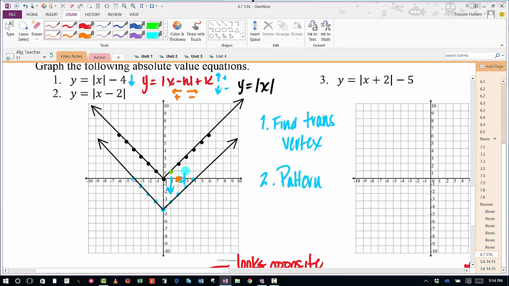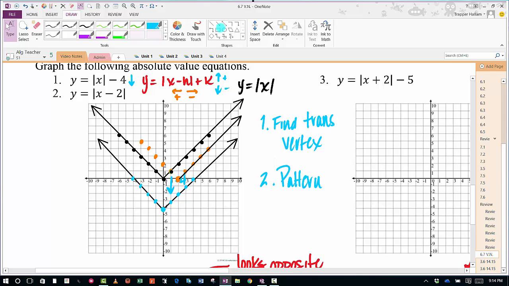Then I repeat that pattern. There, right there, up 1, right 1, up 1, right 1, up 1, right 1, up 1, left 1, up 1, left 1, up 1, left 1. Okay, and then I'm going to go ahead and draw in. I'll get that black color again, and I will get my line, and I will draw that line in.